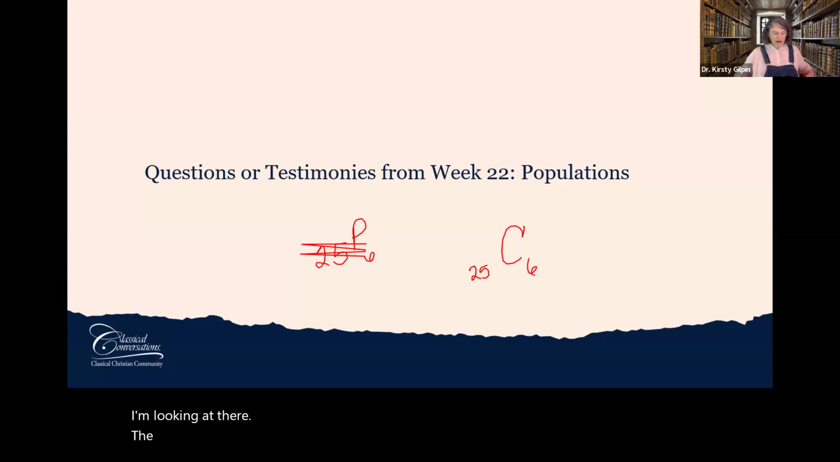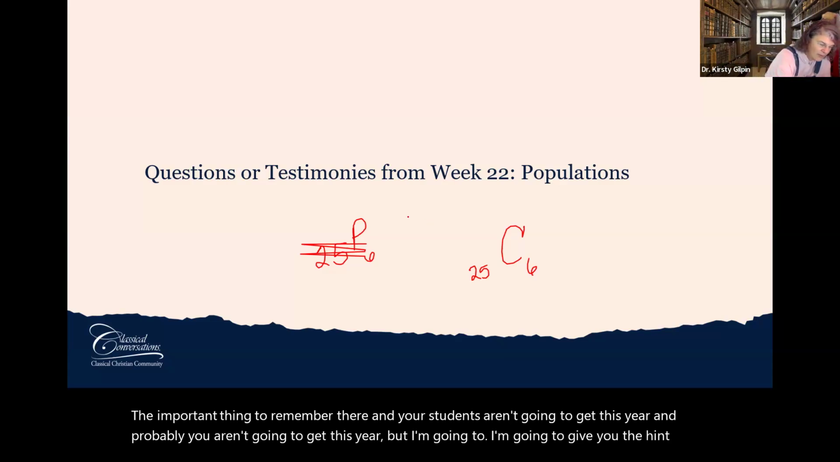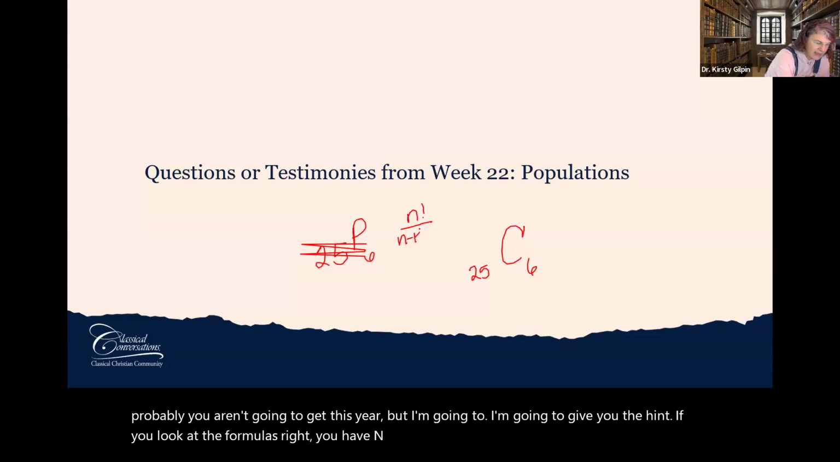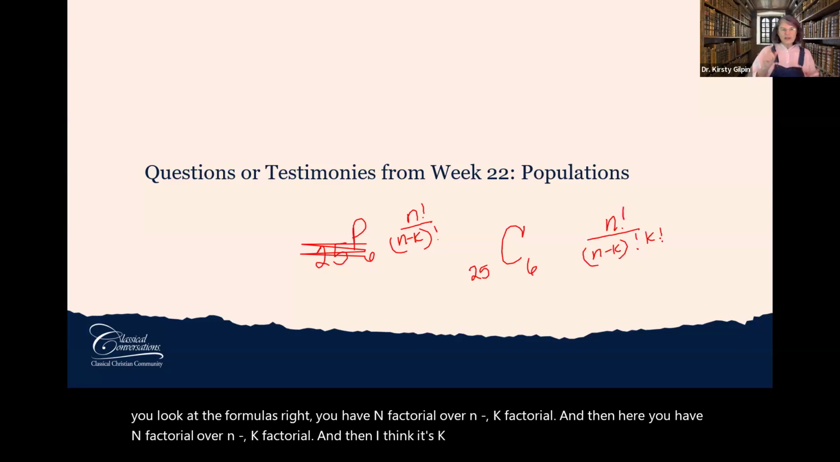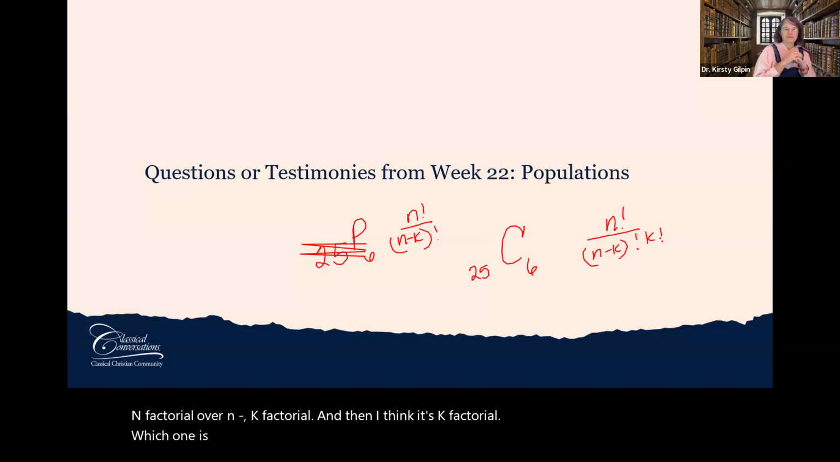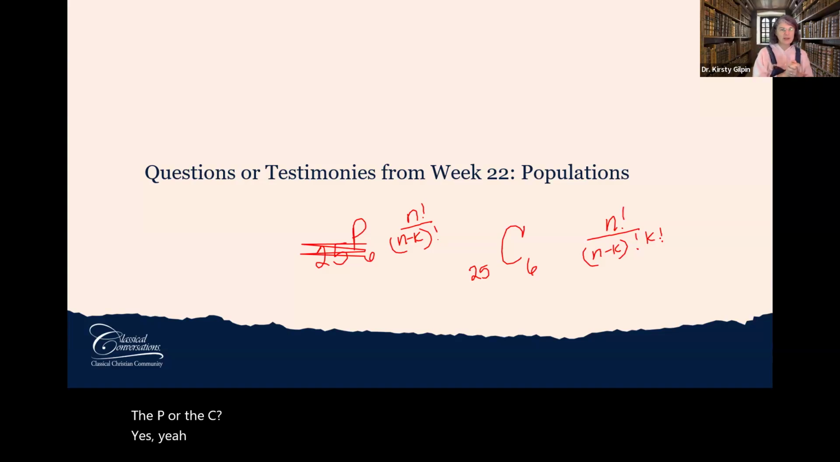The important thing to remember there, and your students aren't going to get this year, and probably you aren't going to get this year, but I'm going to give you the hint. If you look at the formulas, you have n factorial over n minus k factorial, and then here you have n factorial over n minus k factorial, and then I think it's k factorial. Which one is a bigger number? The P or the C? Well, I think it's going to be the P because the C has a bigger denominator. Yes, exactly, right? So P is a bigger number.